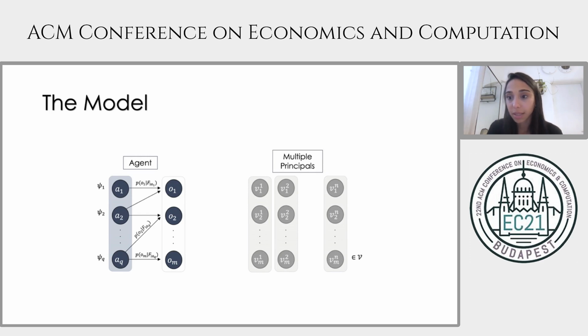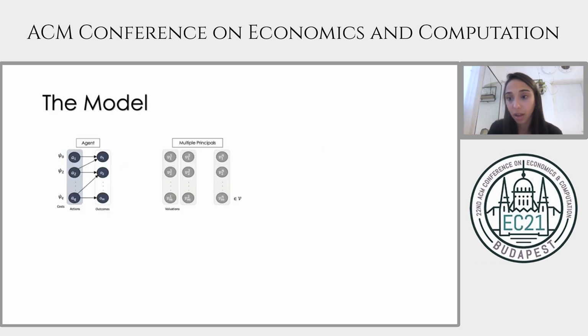So this is the basic setting, and now we need to define what a contract is as a mathematical object. What we want from a contract is to generate payment schemes that incentivize the agent to take a desirable action, which we denote with A star V.